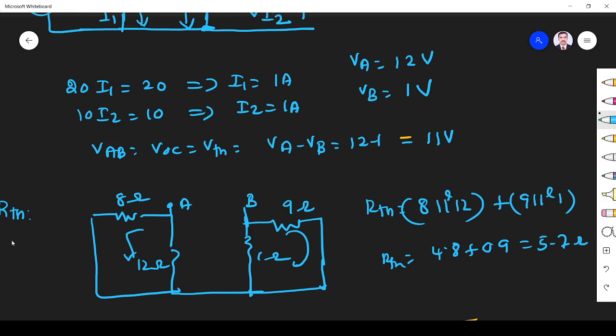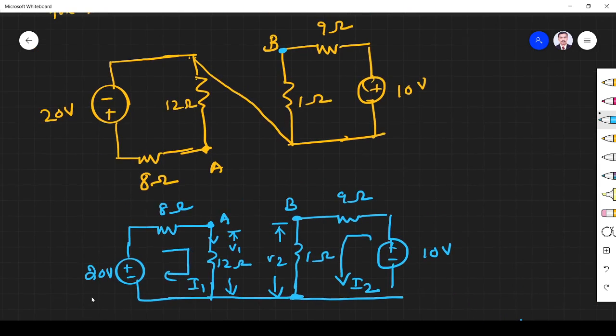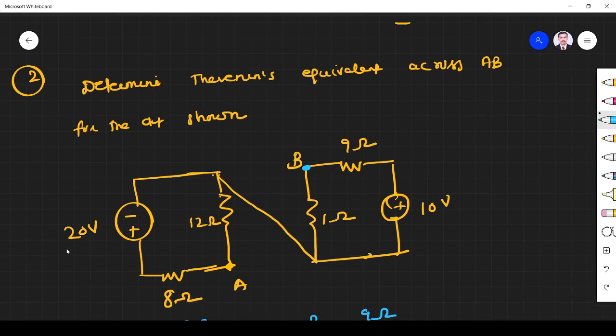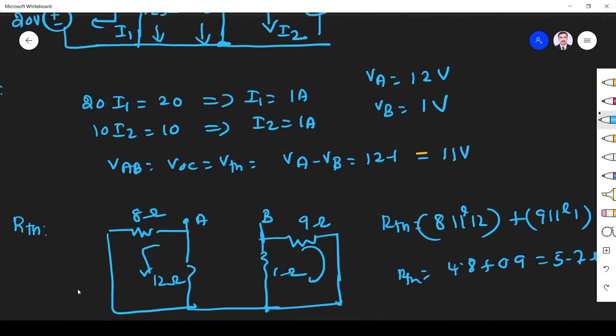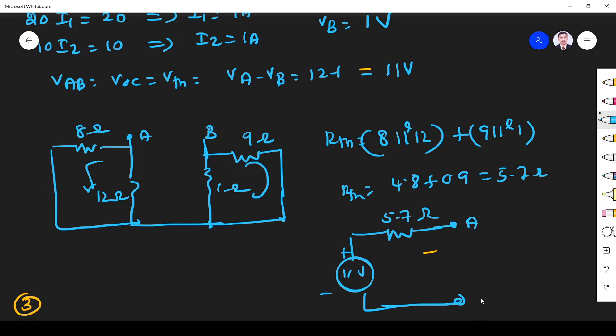So what we have to do? We got V Thevenin 11 volt, R Thevenin 5.7. What they ask is to find the Thevenin's equivalent. So what is the equivalent circuit? We can draw V Thevenin, 11 volt, plus minus, R Thevenin is 5.7 ohm across the terminal A and B. Simple. Right? So in this way we can solve this problem.